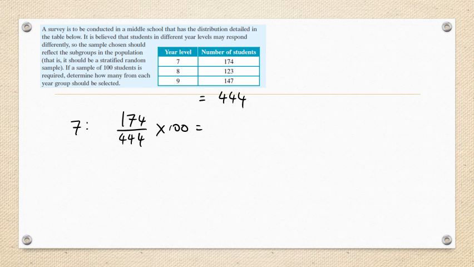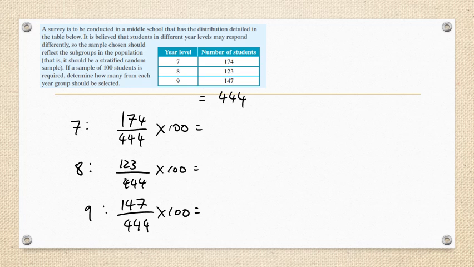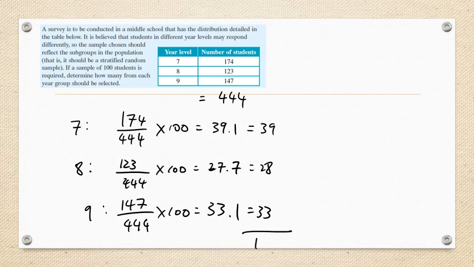And this is for 100 people. Your 8s, you would have 123 out of 444. Your 9s, you'd want 147 out of 444. Putting all of this in, we'll get 39.1, 27.7, 33.1. Now, obviously, you can't ask a portion of a person, so you have to round these to the nearest whole number. So 39, 28, 33. If you add up the sample size, that then gives you 100, which is good.